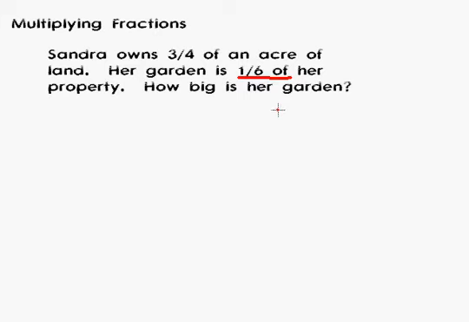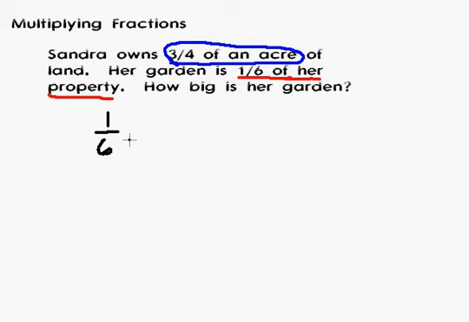And some people will say, well, if the word of means multiply, that's true if it's next to a fraction or a percent. But just because there's an of in your problem doesn't mean you're always going to multiply. But for us, right here, we've got 1/6 of. So that means we're going to multiply 1/6 of what? 1/6 of her property. Well, how big is her property? Her property is 3/4 of an acre. So we want to multiply 1/6 times 3/4 of an acre. So we'll do 1/6 times 3/4.